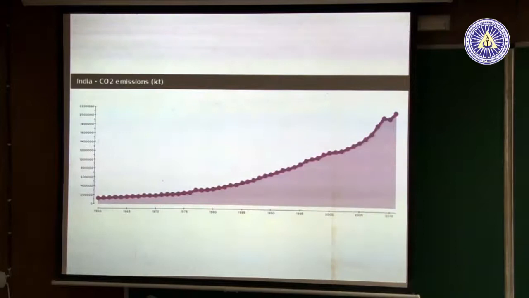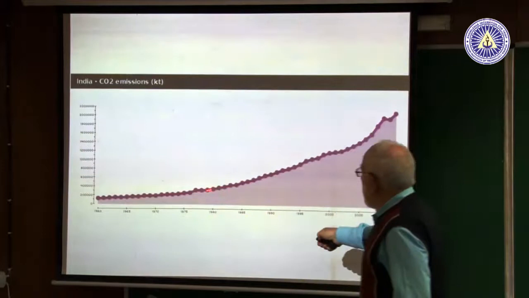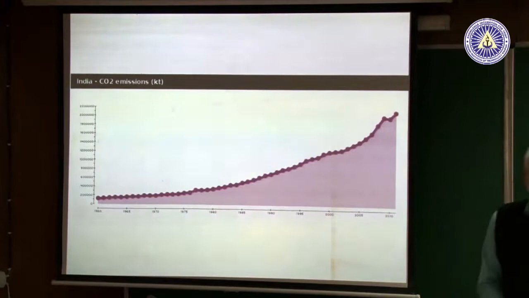This is now the Indian CO2 emissions, which are increasing. This time along this axis, and hundreds of thousands of kilotons along this axis. Details don't matter here. What does matter is that it's going up and up. And each country is like that.